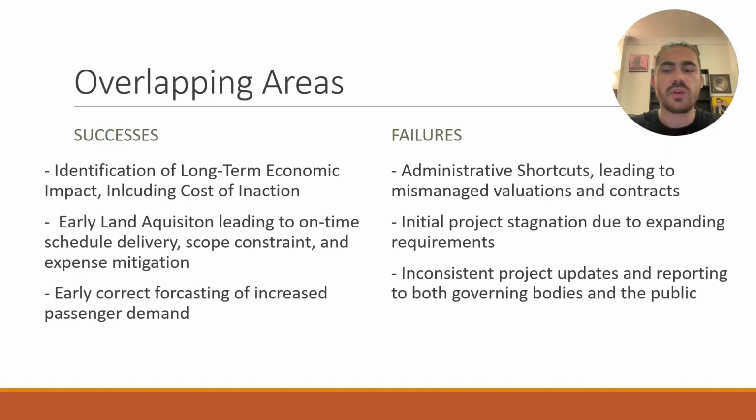The project, however, also lacked in specific areas, where administrative shortcuts were taken, leading to a misvaluation and internal mismanagement affecting the cost, schedule, and scope. The initial project also stagnated and dragged on for decades due to the expanding requirements impacting the schedule and scope heavily, while there was also prevalent inconsistency with project updates and reporting to the public and decision makers, leading to broadly applicable effects.